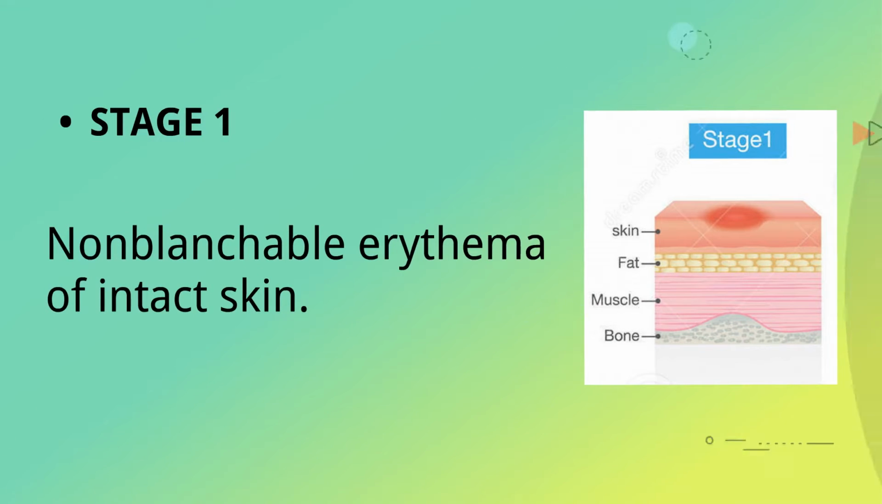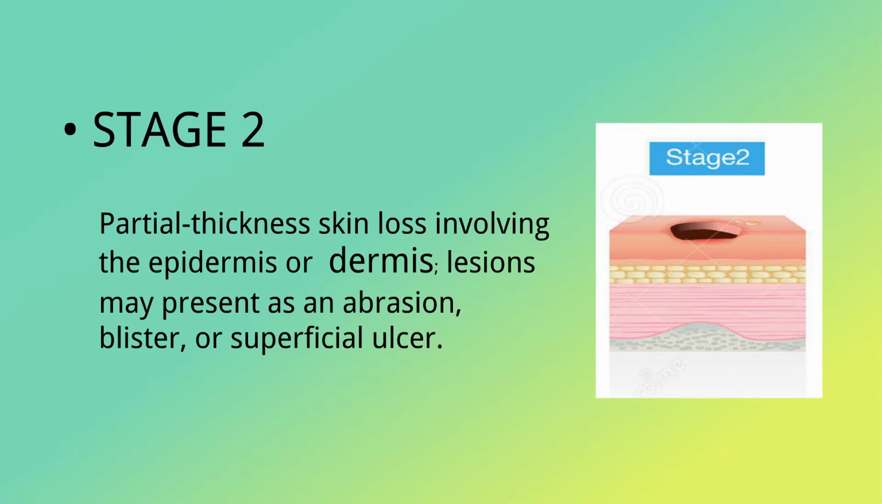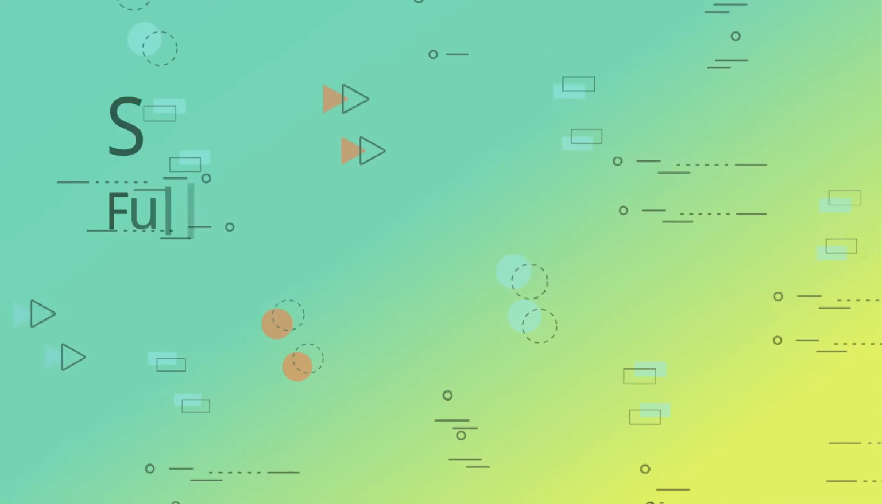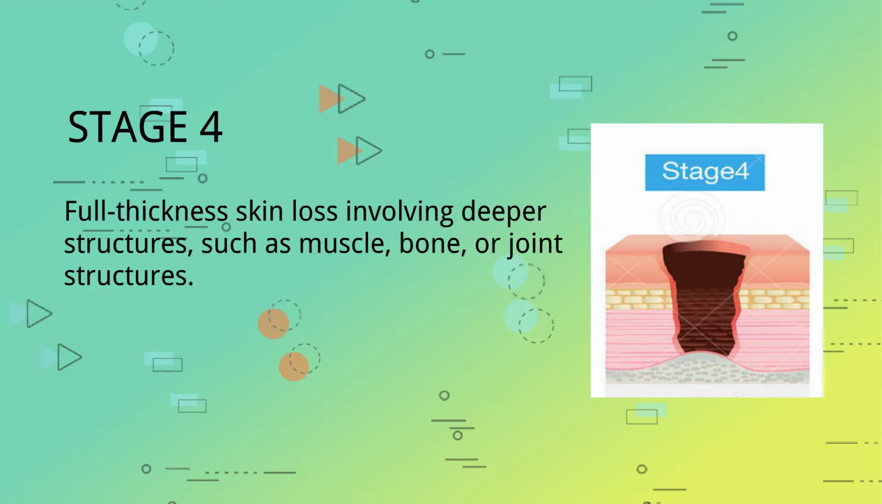Stage 1, non-blanchable erythema of intact skin. In Stage 2, partial thickness skin loss involving the epidermis or dermis; the lesion may present as an abrasion, blister or superficial ulcer. In Stage 3, full thickness skin loss may extend to, but not through, the fascia; the ulcer may be edematous. And in Stage 4, full thickness skin loss involving deeper structures, such as muscle, bone or joint structures.